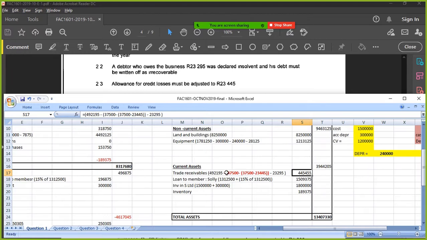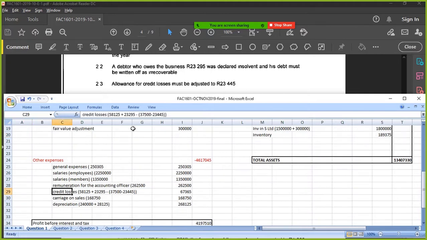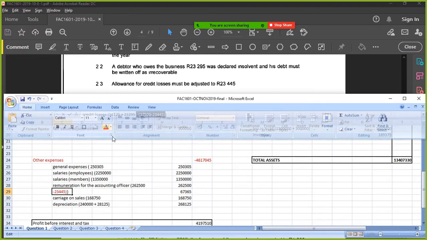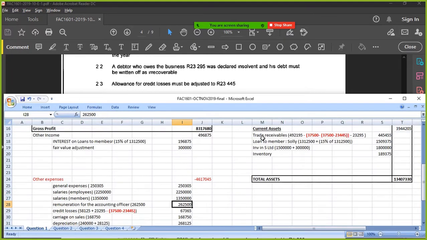So the difference was 14055. In my workings, what I wrote down was debit allowance and credit loss. That's correct. You're debiting the allowance and crediting the credit loss. So the credit loss is here. That's the adjustment. I did minus it there.